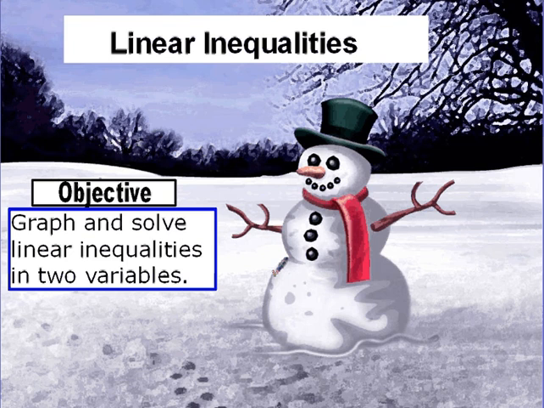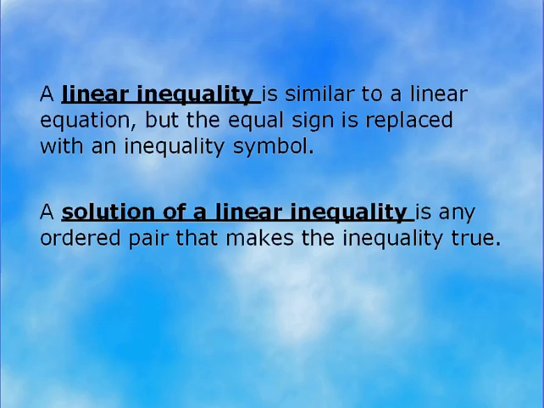Okay, this is Algebra Lesson 6.5, Linear Inequalities, and our objective today is to graph and solve linear inequalities that have two variables in them. A linear inequality is kind of like a linear equation, which you've been working with in Chapter 5, but this time we have, instead of an equal sign, an inequality sign, and so that's kind of like Chapter 3 where we were working on inequalities.